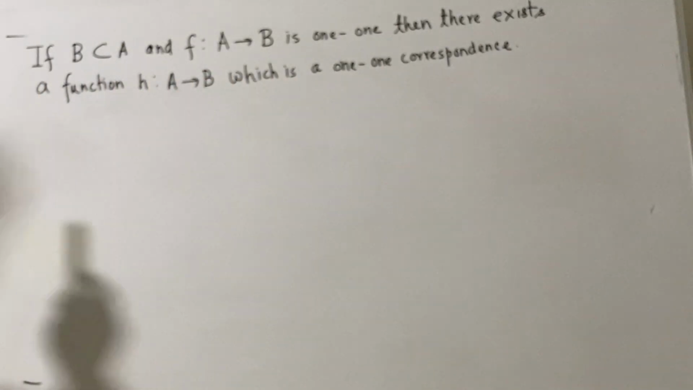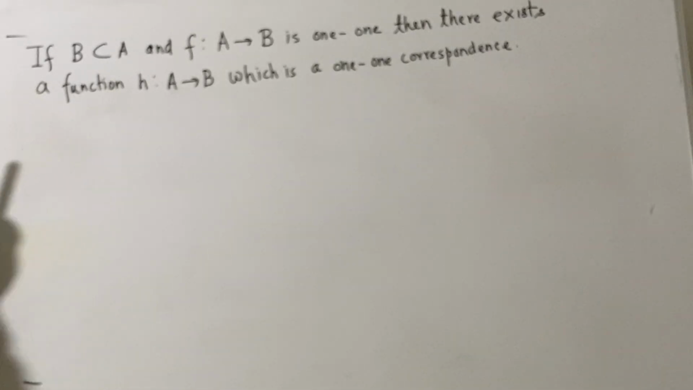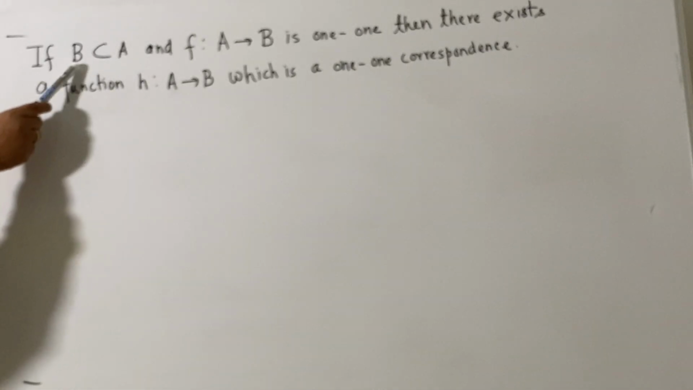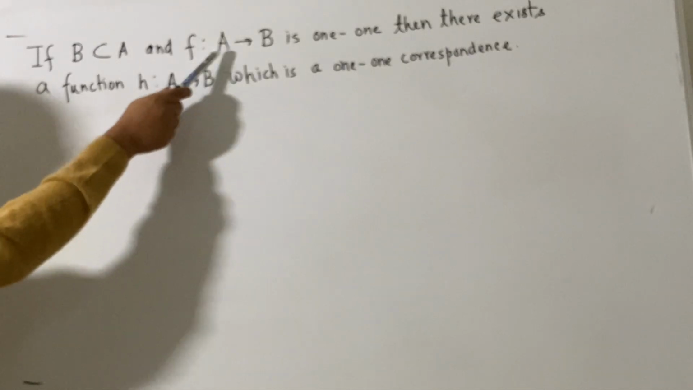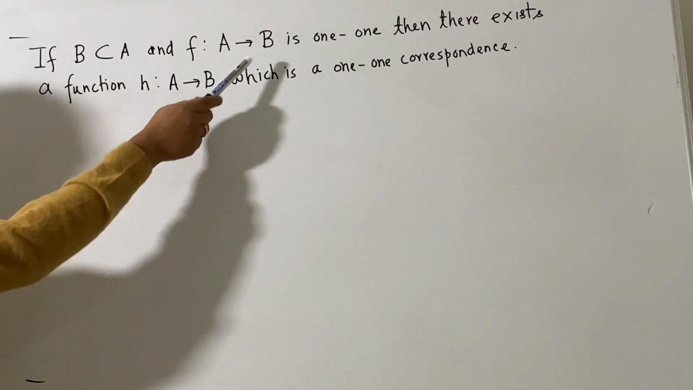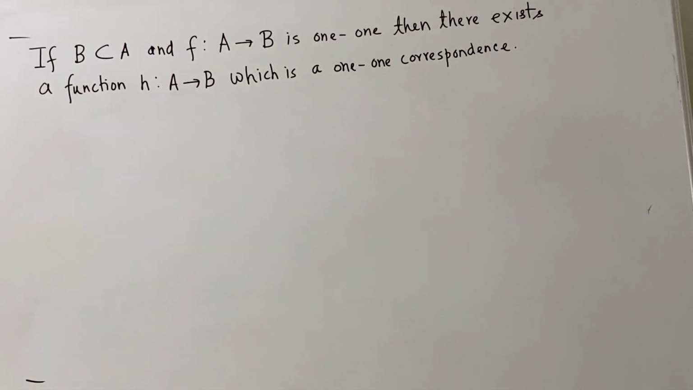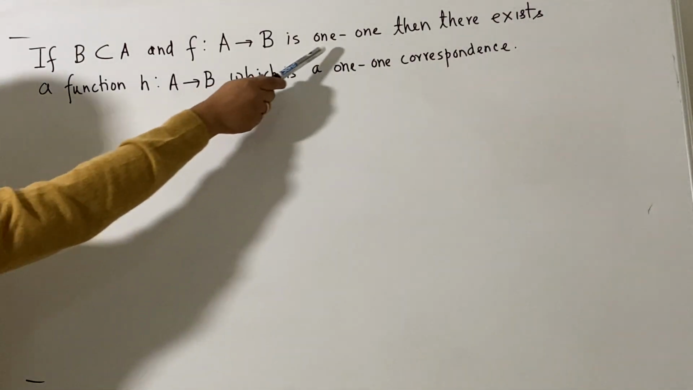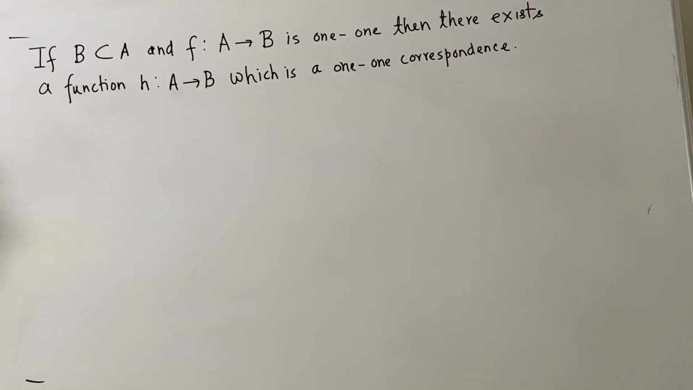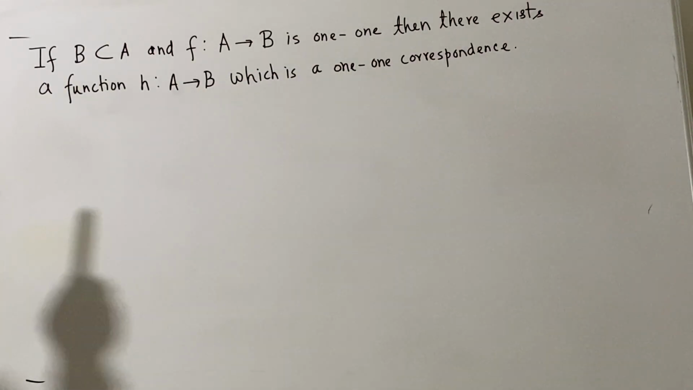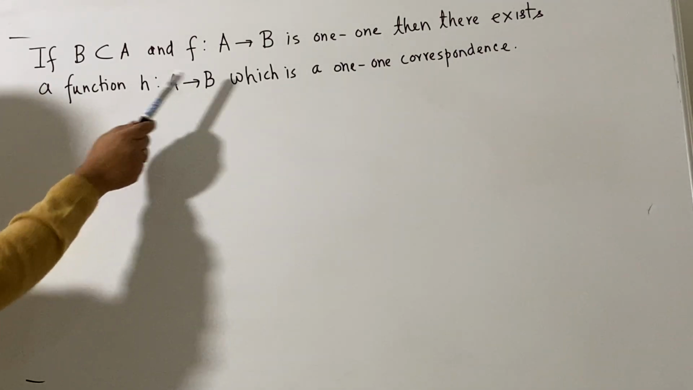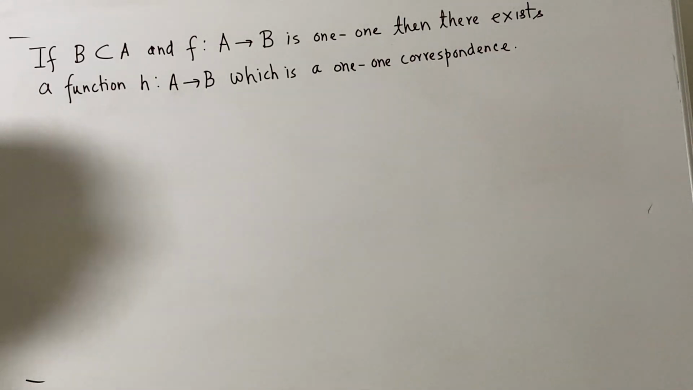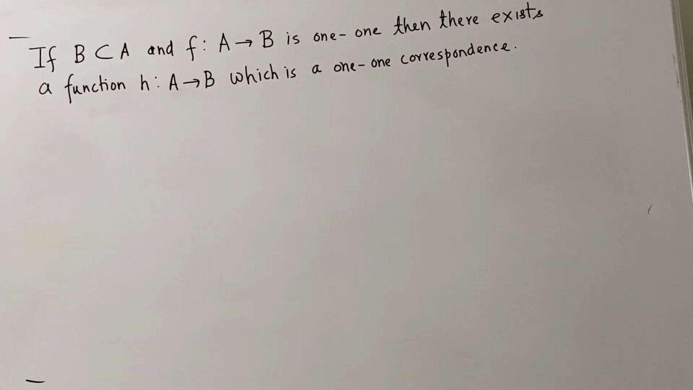In this edition, we are looking at this problem. Here, the set B is a subset of A and f is a function whose domain is A and the codomain is B, and it is 1-1. Then the claim is that there exists a function h whose domain is A and the codomain is B, which is a 1-1 correspondence.